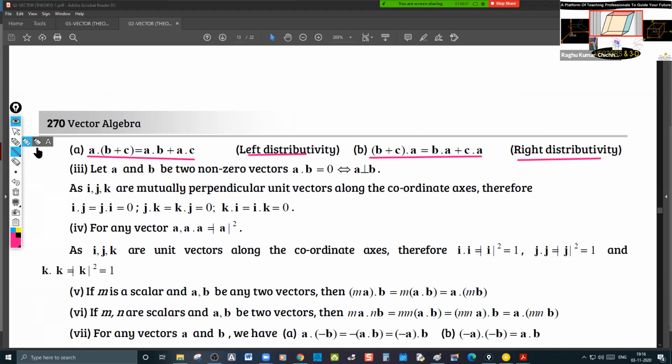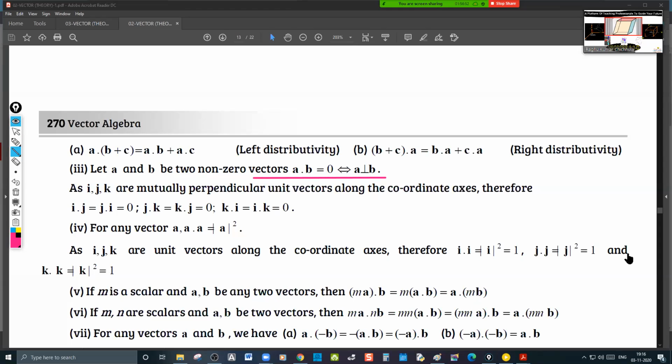And very importantly, I gave a 4-star rating or 5-star rating to this formula, which is most important. Most of the problems you will have on perpendicularity. A dot b is equal to 0 implies a bar is perpendicular to b bar. So when a bar dot b bar is equal to 0, a bar is perpendicular to b bar. If you take i, j, k are mutually perpendicular to each other.